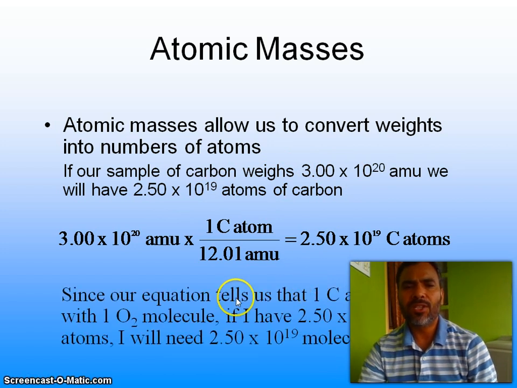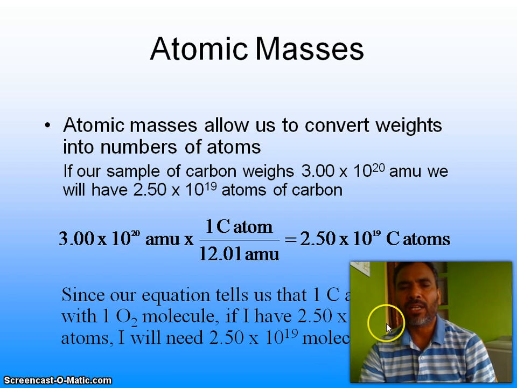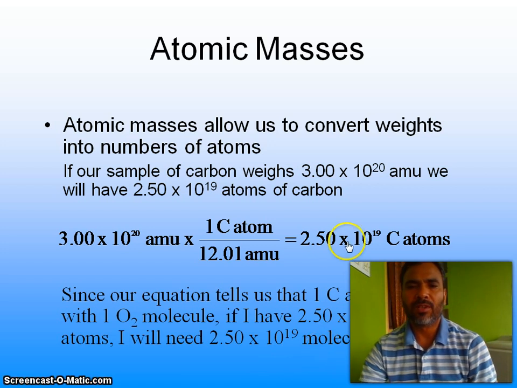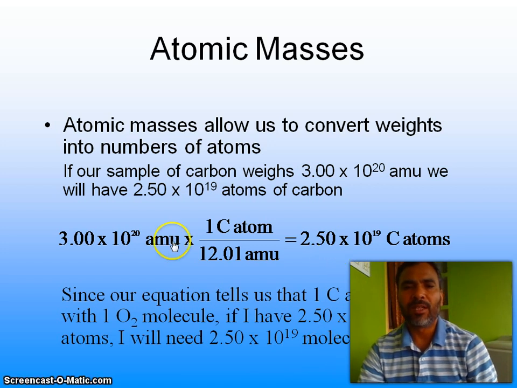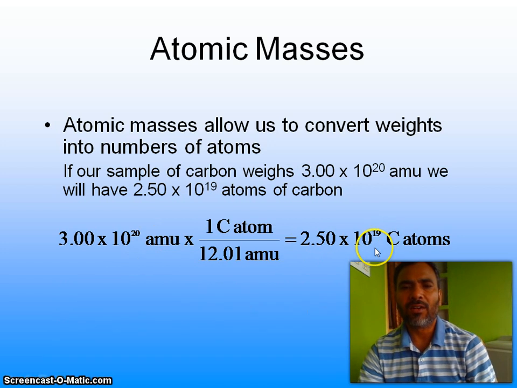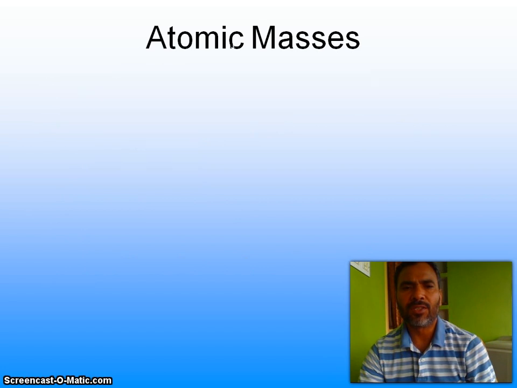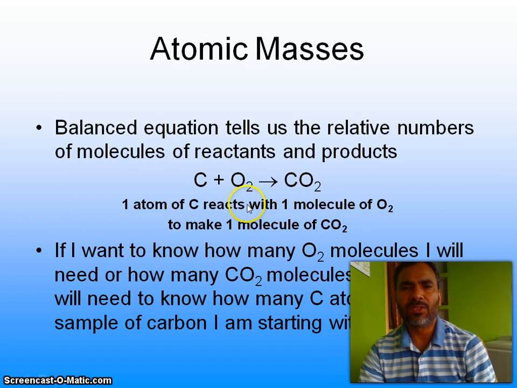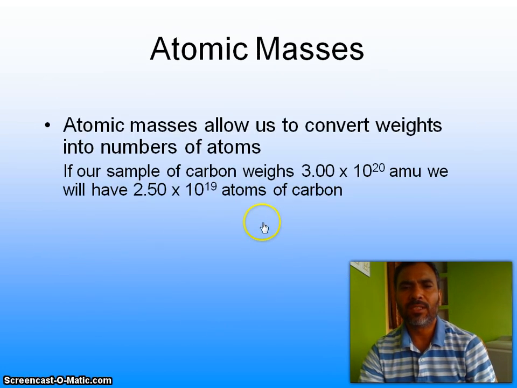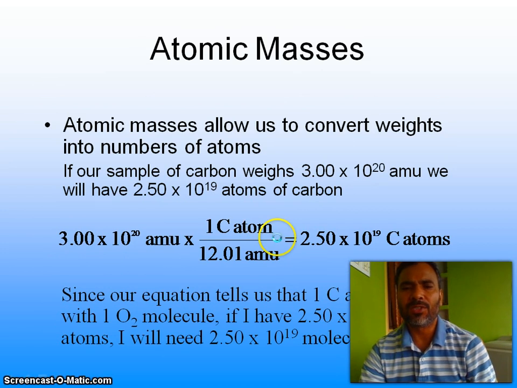Since our equation tells us that 1 carbon atom reacts with 1 O2 molecule, if I have 2.50 times 10 to the power 19 carbon atoms, I will need 2.50 times 10 to the power 19 molecules of O2. Now just correlate it: this much carbon is needed, and from the equation, 1 carbon needs 1 oxygen. So if you know the carbon, then just correlate with the oxygen.